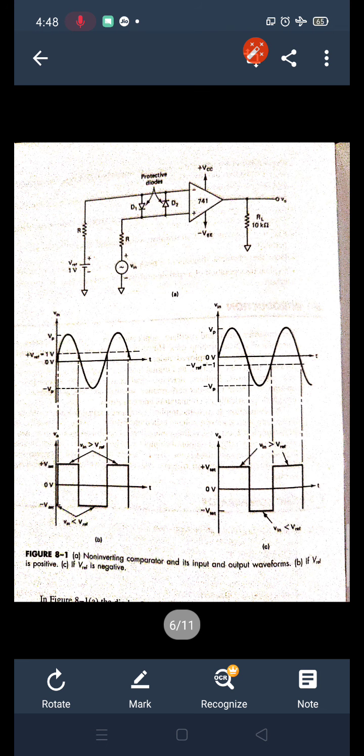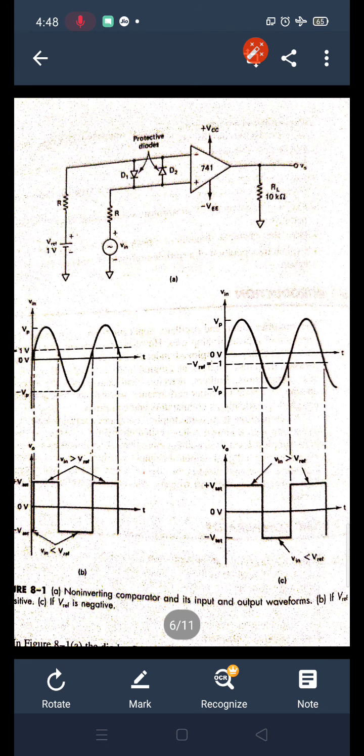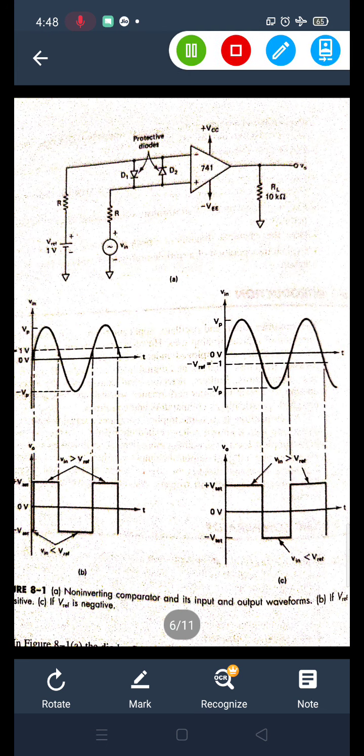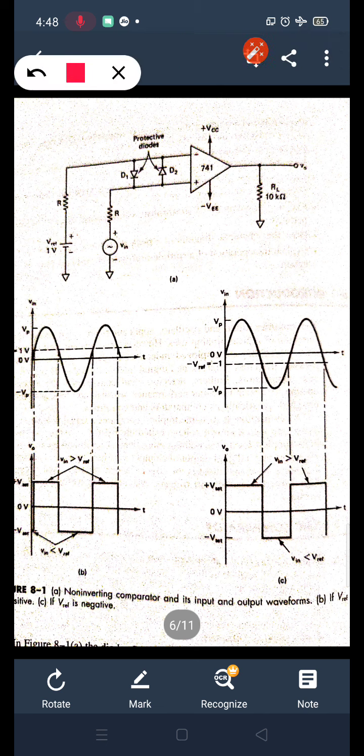For the working of the comparator, a time varying signal Vin is applied to the non-inverting terminal through a resistor R, and a reference voltage V reference of 1 volt is applied to the inverting terminal through resistor R1.